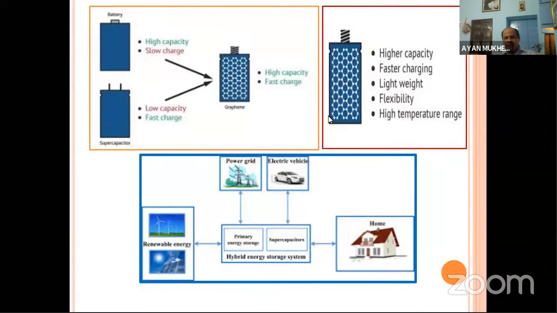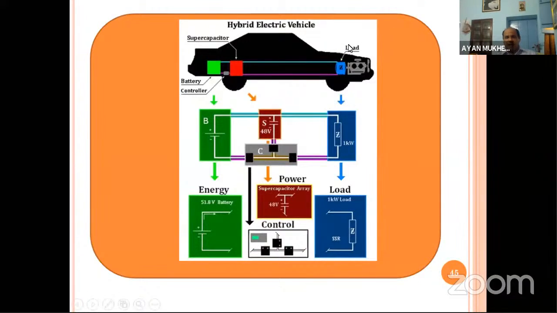So we have to combine these systems and develop a hybrid system that will have higher capacity, faster charging and discharging rate, lightweight, and flexibility. In different renewable energy sources, in the power grid, we are using both battery and supercapacitor material. Also in vehicles, that is hybrid electrical vehicles, or heavy electrical vehicles as we also call them, we use both battery and supercapacitor.